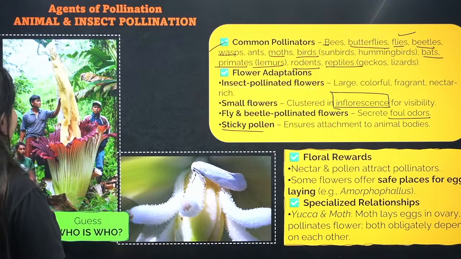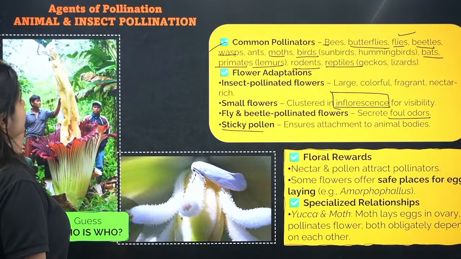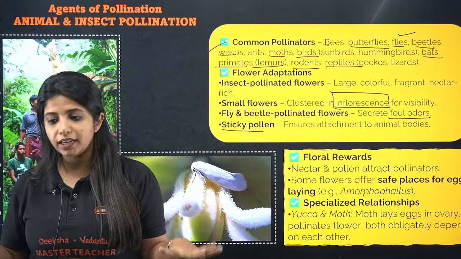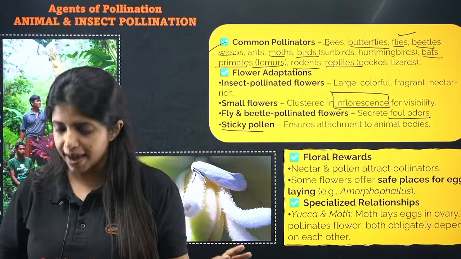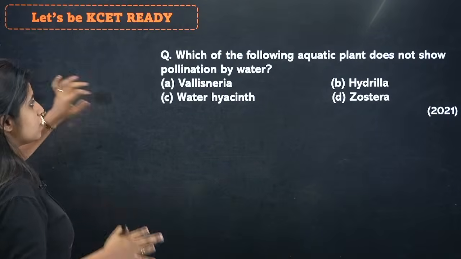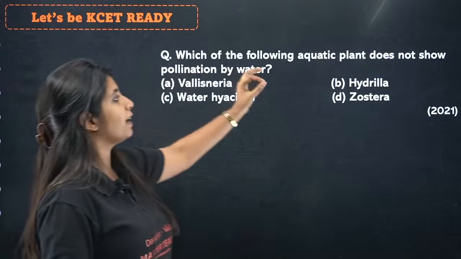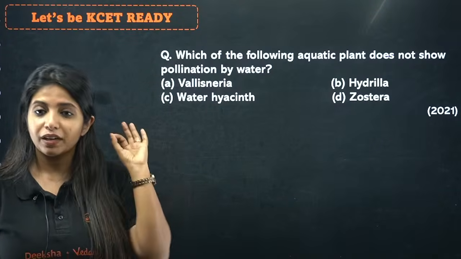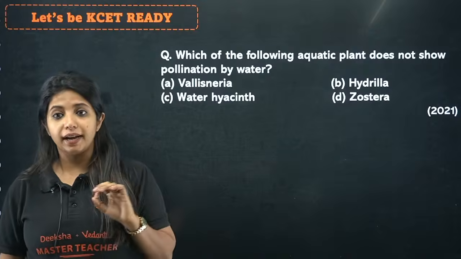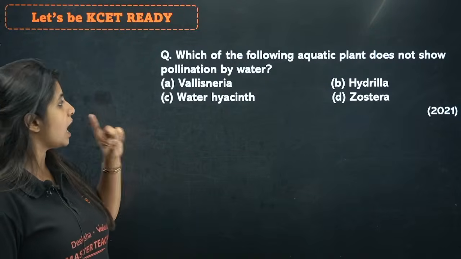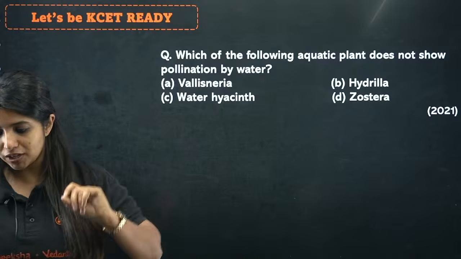Cool? Yes. So that's about animal and insect pollination, and with that we have covered the agents of pollination as well. Now we have a question, and the question goes like this. Which of the following aquatic plants does not show pollination by water? Vallisneria, Hydrilla, water hyacinth or Zostera?